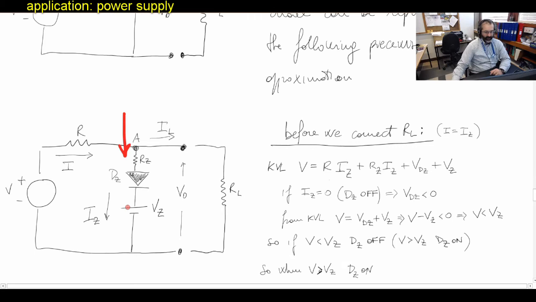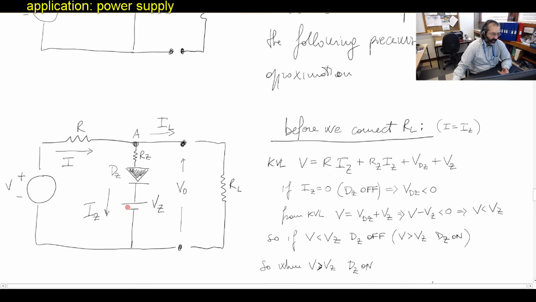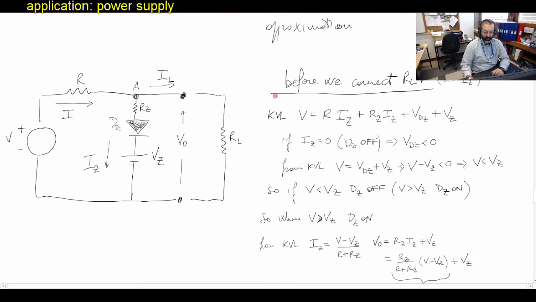At this point, what we would like to do now is analyze the circuit, but also make sure that we are always indeed in the breakdown operation. So we would also like to find the condition that must be satisfied to make sure that substituting the zener diode with this, which is only the piecewise linear approximation for the breakdown operation, remains true. Before we connect the load resistor, let us imagine that we still have not connected it. As you can see, I did not connect it yet.